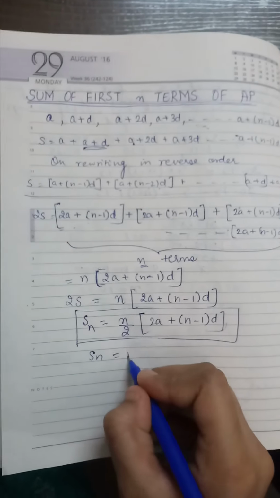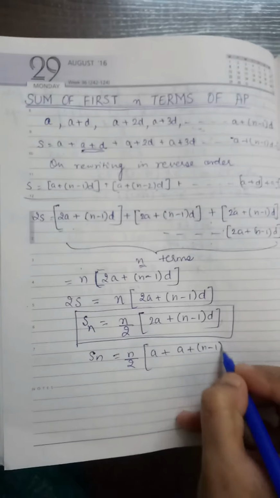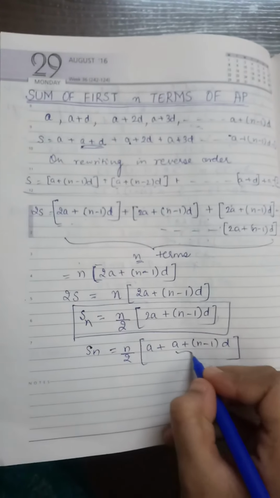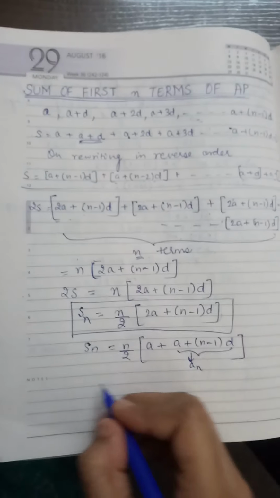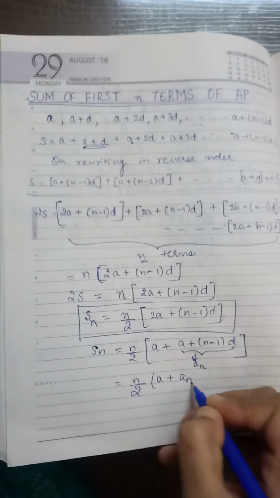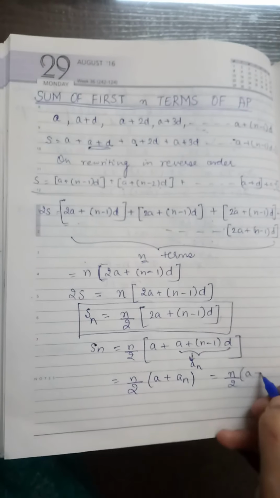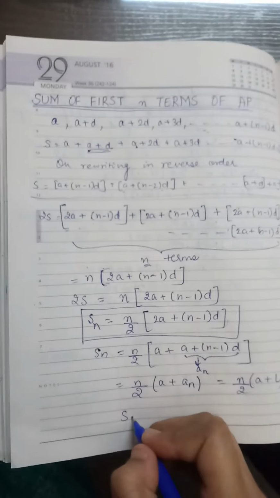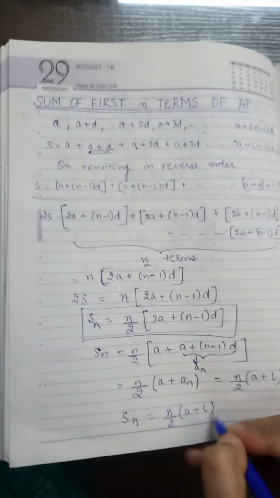See, 2A can be written as A plus A, and we have studied that A plus (n minus 1) into D is the nth term. So I can also rewrite it as n by 2 times (A plus an). An is the last term, so n by 2 times (A plus L). So Sn is equal to n by 2 times (A plus L).